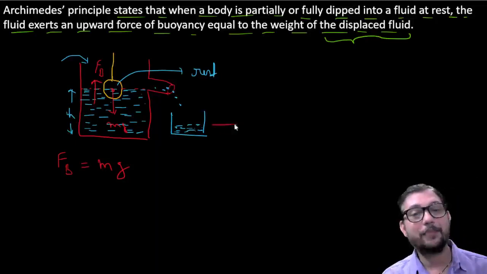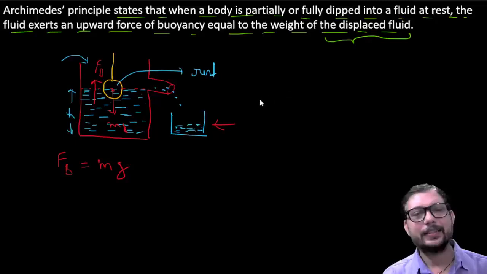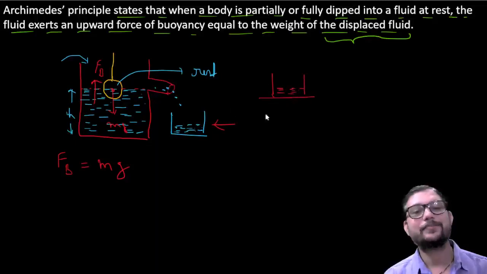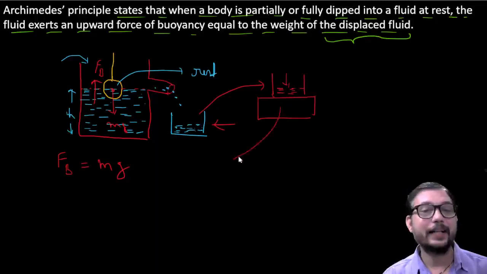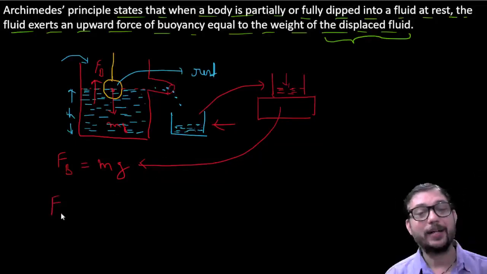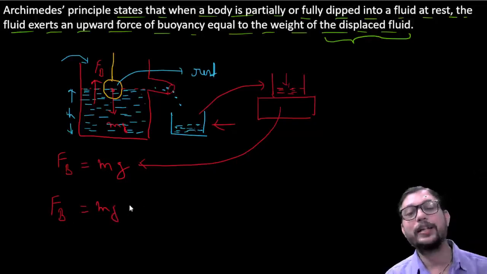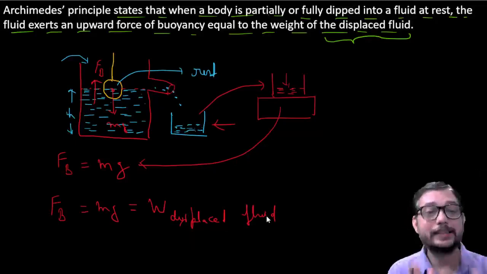Now what about this container, or what about the fluid which is in this container? If we take a balance and put our container on that balance with the same fluid in it, and we calculate the weight of this fluid, then we will find that it is equal to mg. What does it mean? It means the buoyant force is equal to the weight of the body, and this is equal to the weight of the displaced fluid. So this is the Archimedes principle.